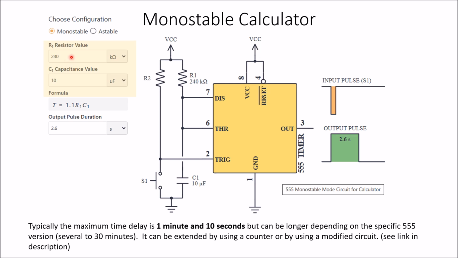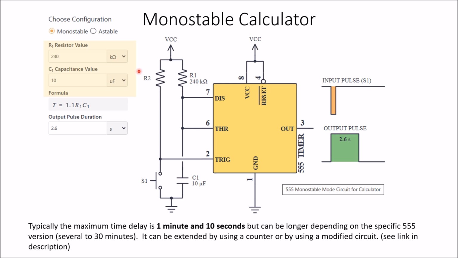You have one resistor and one capacitor to worry about. So you type in here, in this case, 240 k ohms. You can pull down to make it mega ohms or ohms, so just make sure you get the units right. And the capacitance value in this case is 10 microfarads. If you do that, it'll come out with a calculation that the output pulse duration is 2.6 seconds. And over here is a little graphic of what you can expect to get. When the input pulse goes low, the output pulse goes high for 2.6 seconds.